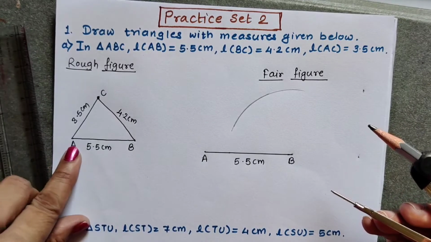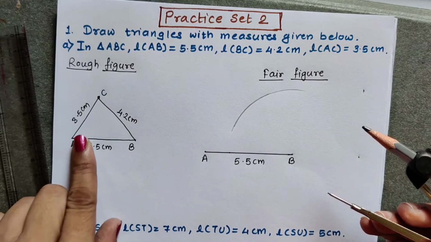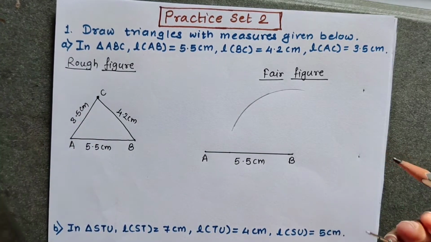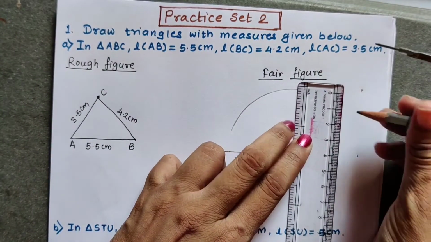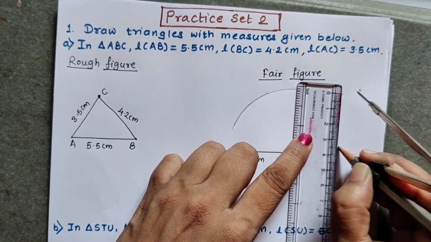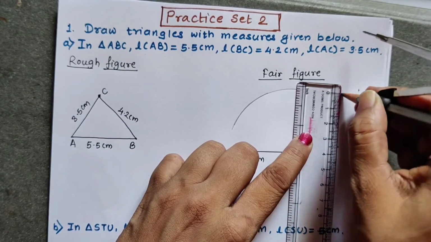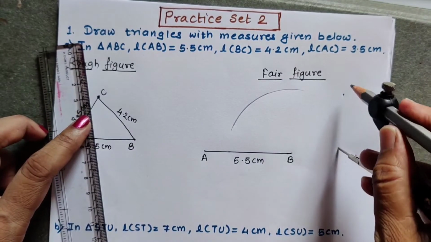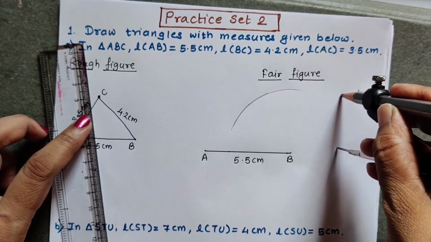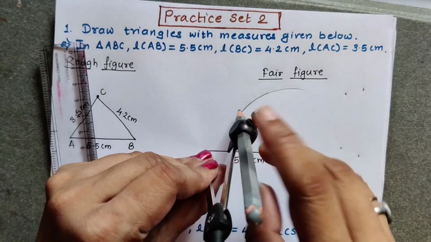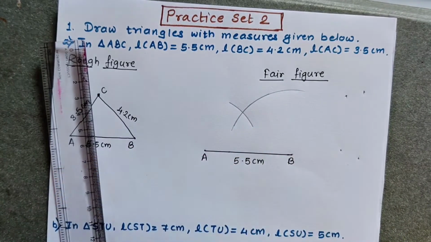Now we have to draw another arc from A, and the radius should be 3.5 centimeter. So we have to take this distance from 0 till 3.5. I have taken 2 points, one at 0 and another at 3.5, and in this way I can take the radius of 3.5 centimeter in my compass. From point A I will draw the second arc, which intersects the first arc. In this way we have drawn two arcs which intersect each other.